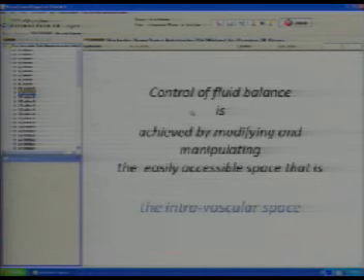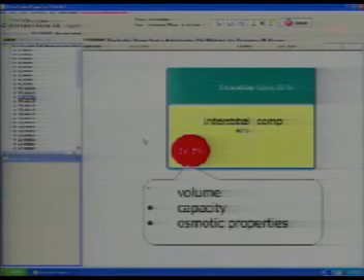Similarly, when you look at the intravascular space, that is not enough to tell us about the entire fluid balance in the body. How do we manipulate this interstitial compartment and intravascular compartment? This is the only access freely available to us to monitor, to replenish, and to maintain the balance, by manipulating the volume, capacity, and osmotic properties of the intravascular compartment.